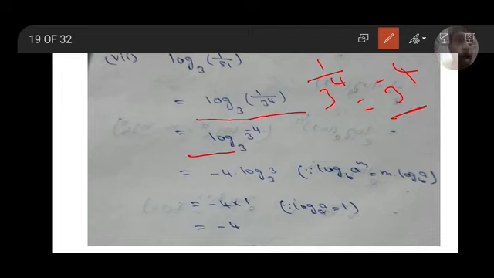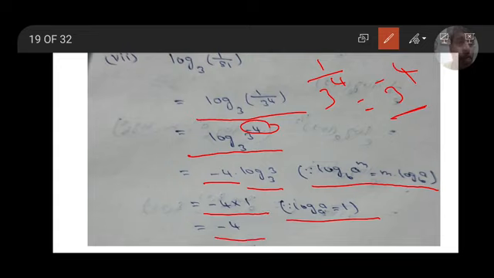So log of 3 to the power of minus 4 to the base 3. Okay. Therefore, by using the property log a to the power of m to the base b equals m into log a to the base b, here the power is minus 4. So minus 4 into log 3 to the base 3. Log 3 to the base 3 value is 1, since log a to the base a equals 1, that is minus 4 into 1. Minus 4 into 1 value is minus 4.